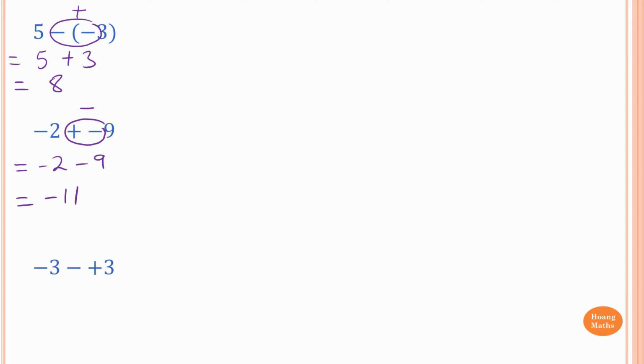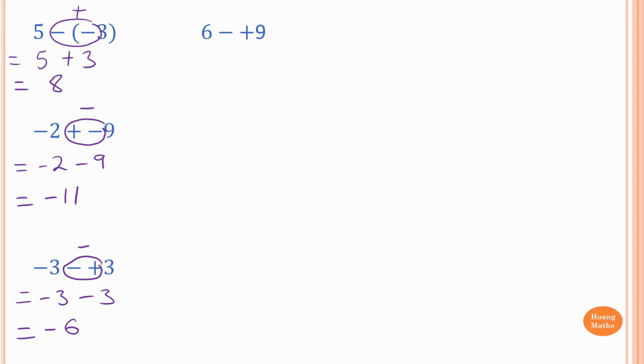Third one. Negative 3 minus positive 3. So these two here become a negative. So a negative and a positive become negative. So to rewrite this, this becomes minus 3 minus another 3, or negative 3 minus 3. So you owe the bank $3, you owe another 3, so you owe $6 altogether. Otherwise, use your number line to help you.